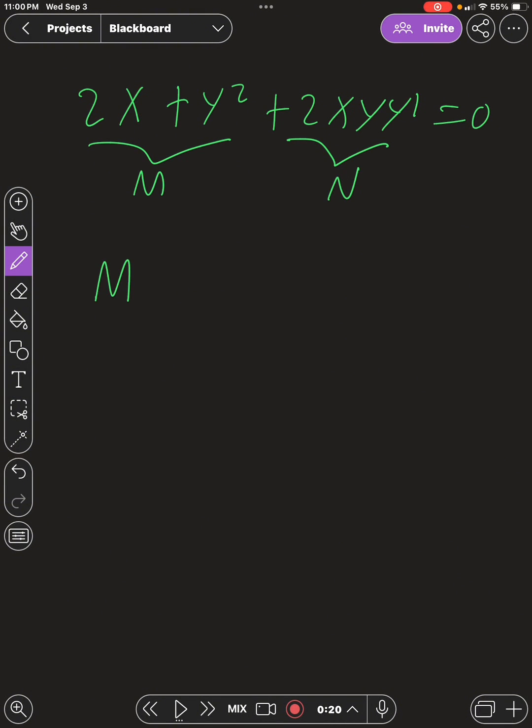Let's take the partial derivative of M with respect to y. What are we going to get? Well, x is just a constant in this situation, so the 2x term just goes away, and we're just going to differentiate y squared, basically. And that's pretty simple. That's just 2y.